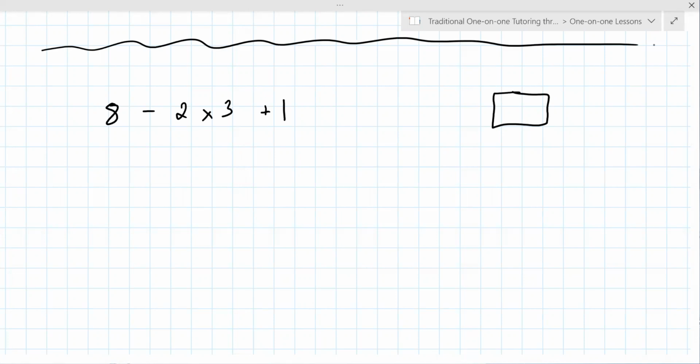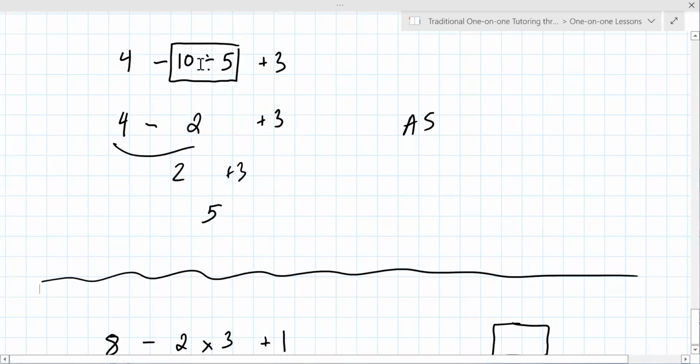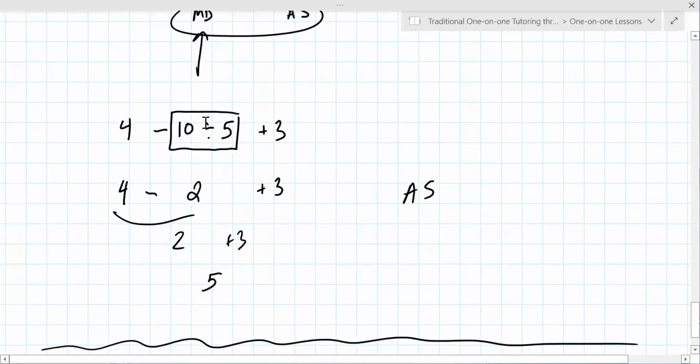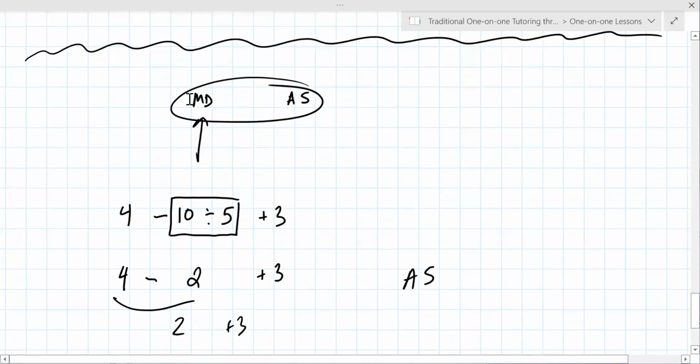Okay, 8. So first we'll do 8 subtract 2, right? Go back to the previous problem. It's really no different than the previous problem. What was the first thing we did in the previous problem? We did division, but why? Why did we do division? Because you do multiplication and division before addition and subtraction.